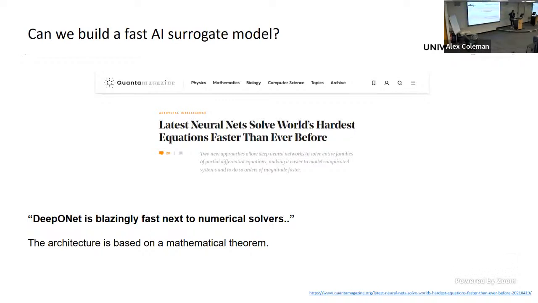A couple of years ago, in 2019 and 2020, two models were developed. One is called the Fourier Neural Operator, and the other is called DeepONet. They received quite a lot of attention in the press as neural nets that can solve the world's hardest mathematical equations and were blazingly fast. I decided to try one of them, and I chose DeepONet because it's based on a mathematical theorem, which gives it a nice theoretical foundation.